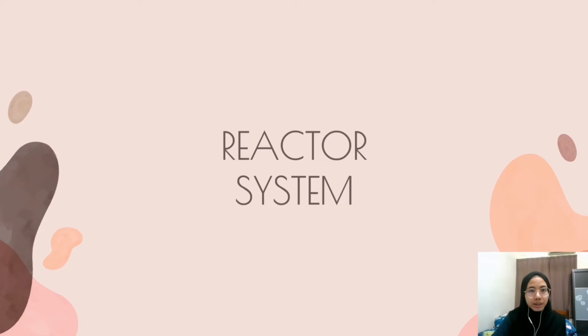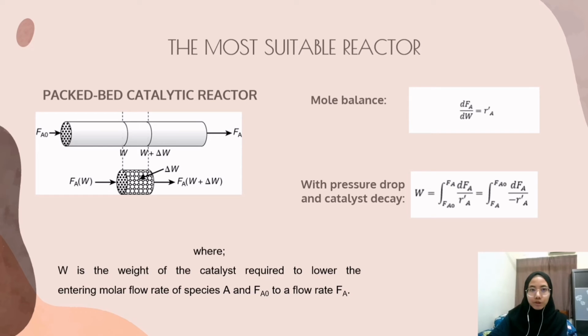Next, I will be explaining about the reactor system. The most suitable reactor to be used in this reaction is the packed bed catalytic reactor. For PBR, when pressure drop across the reactor and catalyst decay are considered, the integral form of the packed catalyst bed design equation can be applied to calculate the catalyst weight, where W is the weight of the catalyst required to lower the entering molar flow rate of species A, FA0, to a flow rate FA.